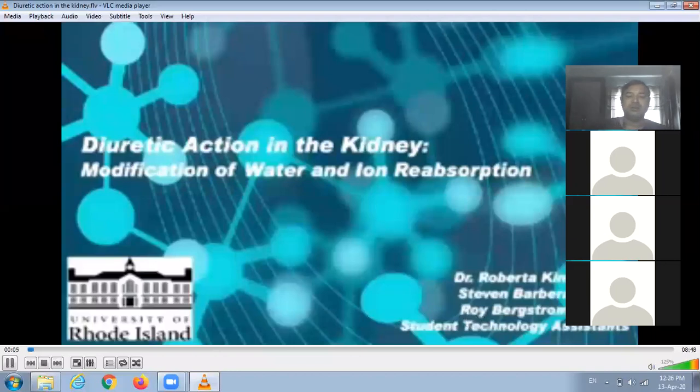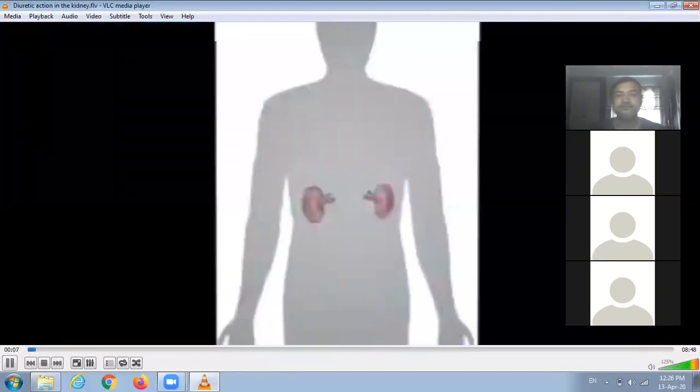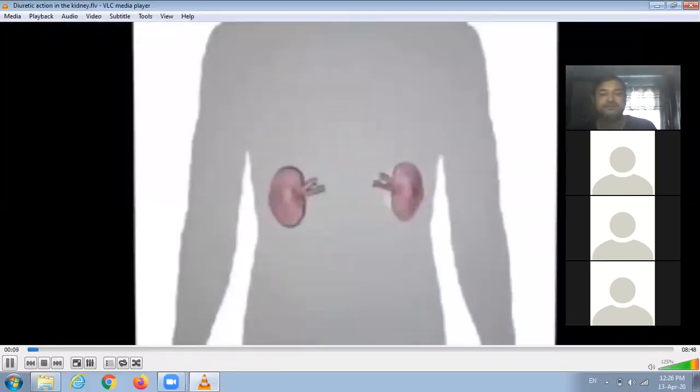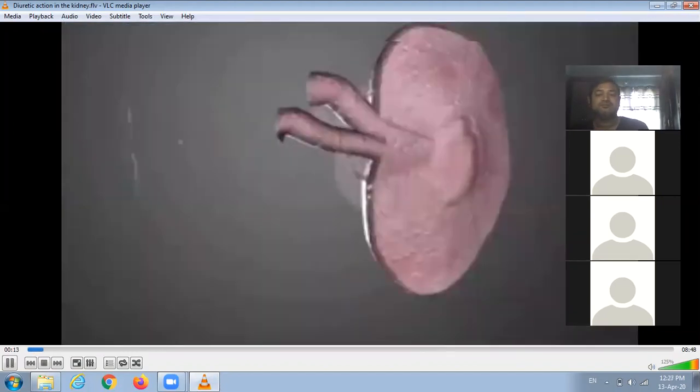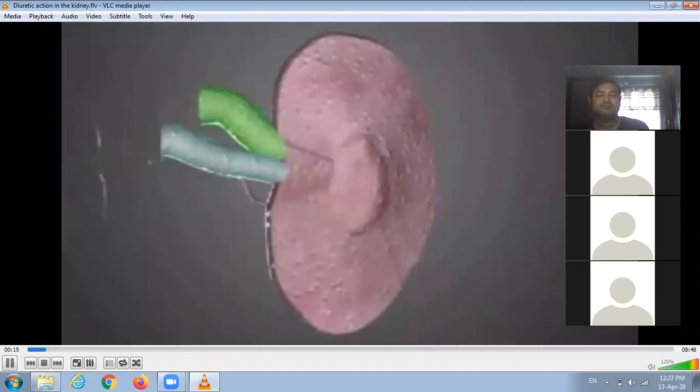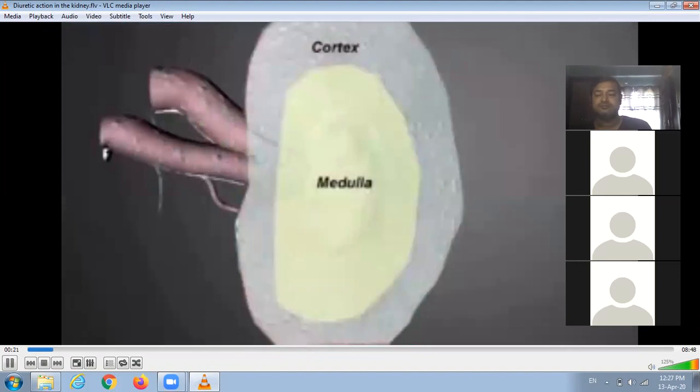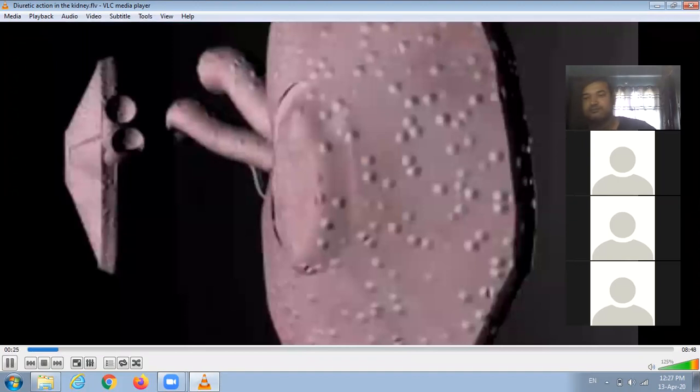This is a PPT. As everyone knows, we have two kidneys, each functioning independently. Let's continue. Diuretic action occurs in the kidney. This is where the body controls filtration, reabsorption, and excretion of water, small molecules, and ions, such as sodium and potassium. The outer layer of the kidney is called the cortex. The inner layer is the medulla. This is where we have millions of special structures called nephrons.